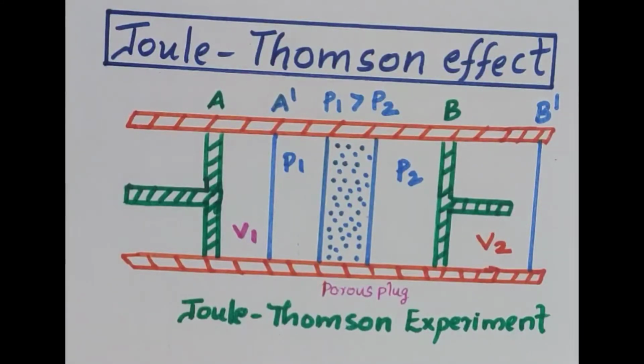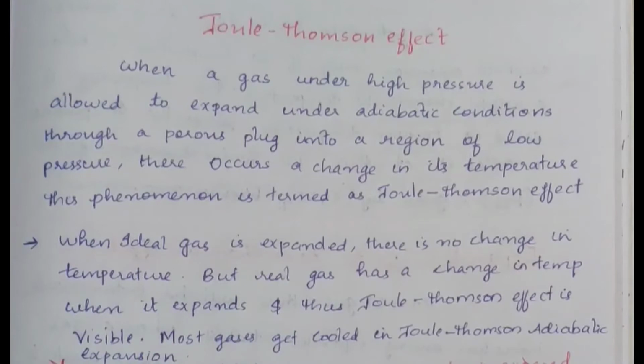But in this video, I am only explaining what the Joule-Thomson effect is and what is happening for the ideal gas and for the real gas. That is, when an ideal gas is expanded, there is no change in temperature. But a real gas has a change in temperature when it expands. That is, the Joule-Thomson effect is visible in the case of a real gas, but it is zero in the case of an ideal gas.